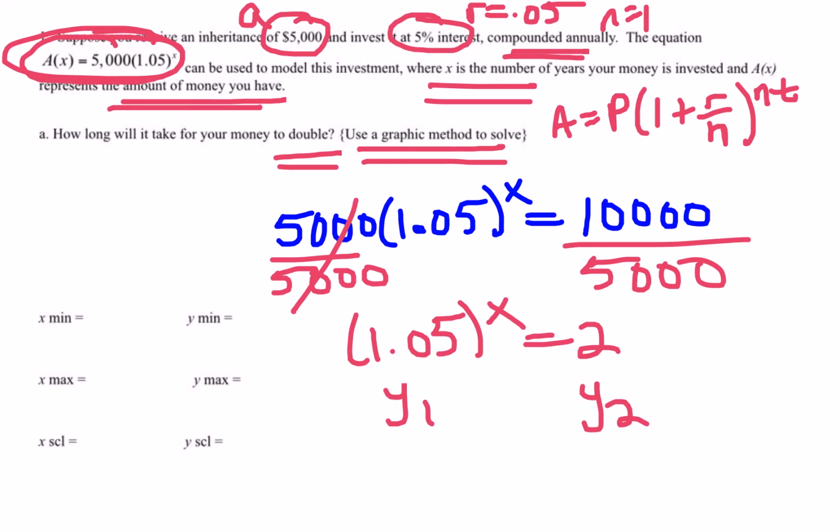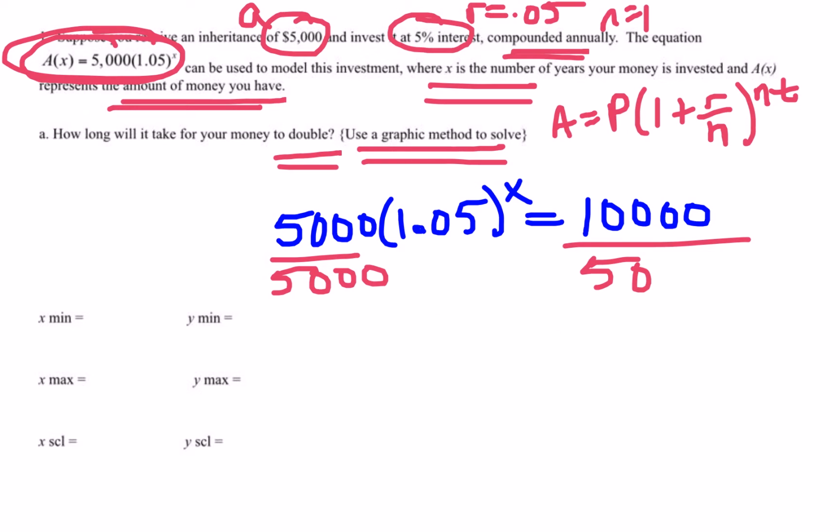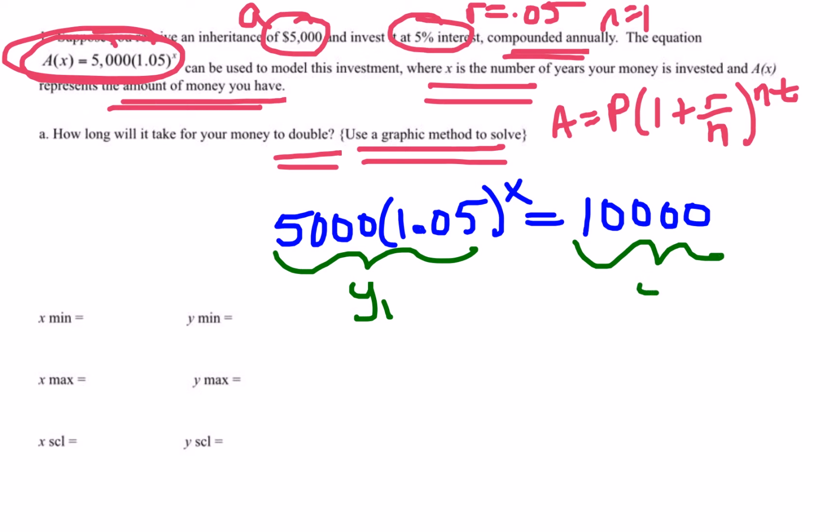What I would like to do instead is not isolate the base and the exponent because I want to utilize your window a little bit more. So instead of doing that, I'm going to make this whole entire thing Y1 and this whole entire thing Y2 and use my window a little bit more to see where they intersect. So please type these two things into your Y1 and Y2 and change your X min to -10 and your X max to 10.